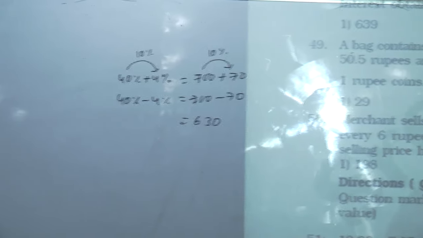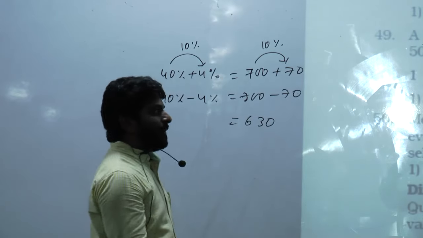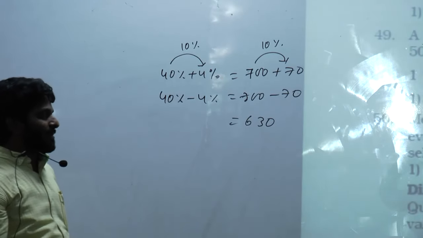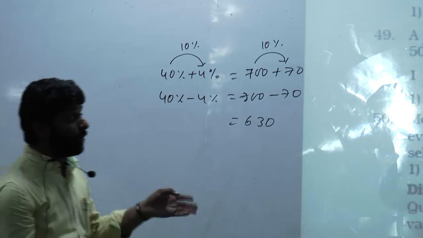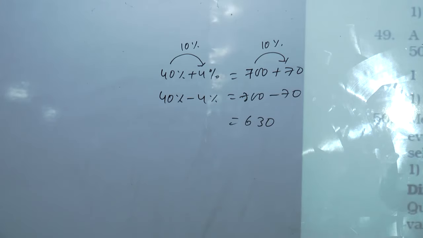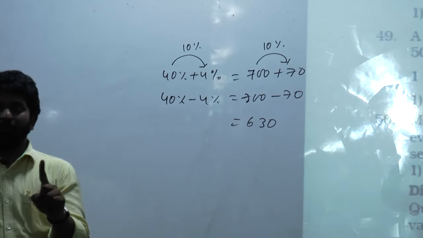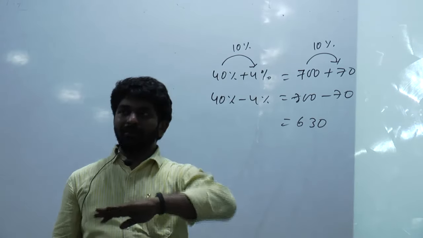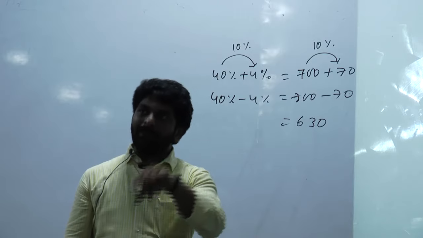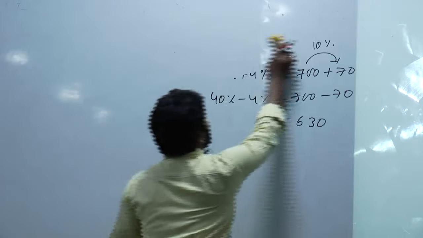49. A bag contains 105 coins of 1 rupee, 50 paisa, 25 paisa. The total amount in the bag is 50.5 rupees and the number of 25 paisa coins is 4 by 3 times more than the number of 1 rupee coins. If it is 1 by 3 times more, the value will be 4 by 3. If it is 4 by 3 times more, the value will be 1 plus 4 by 3, that is 7 by 3.